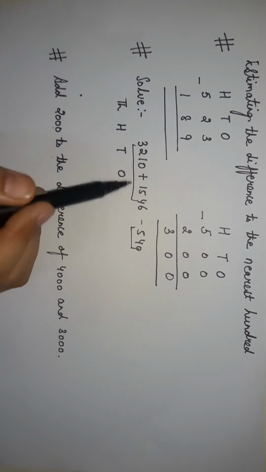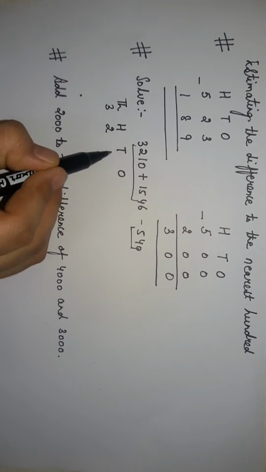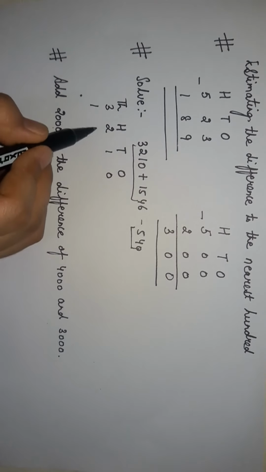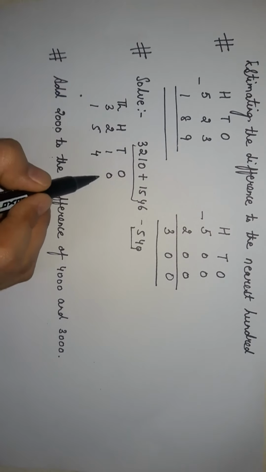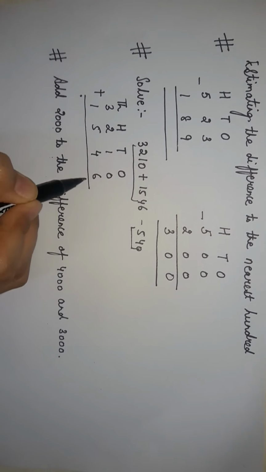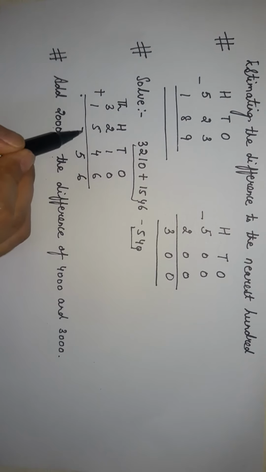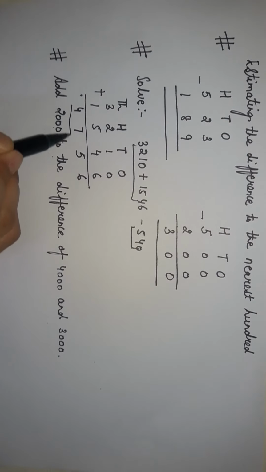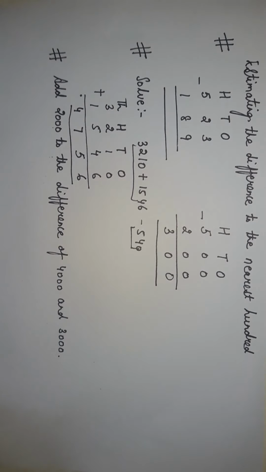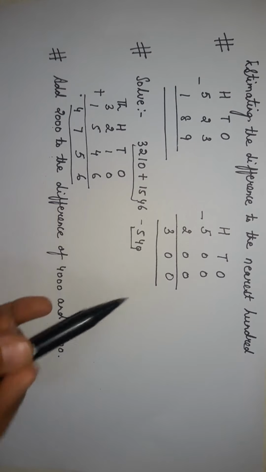इसमें हम क्या करेंगे, हम पहले इन टू नंबर्स को ऐड करेंगे. Write like this 3 2 1 0 1 5 4 and 6. ऐड कर लो इन नंबर्स को. 0 + 6 is 6, 1 + 4 is 5, 2 + 5 is 7 and 3 + 1 is 4. तो सम क्या आ गया हमारे पास 4756. अब हमें क्या करना है, 4756 में से इस नंबर को विच इज़ 540 को सब्ट्रैक्ट करना है.